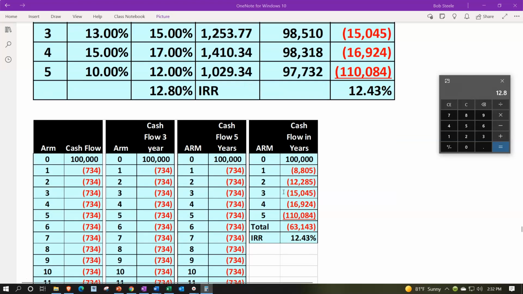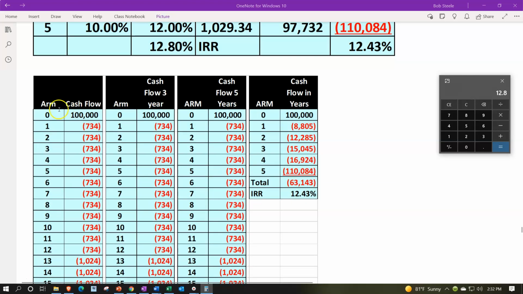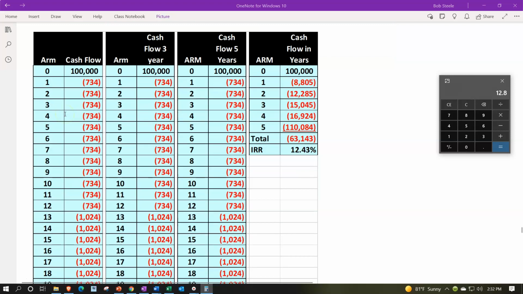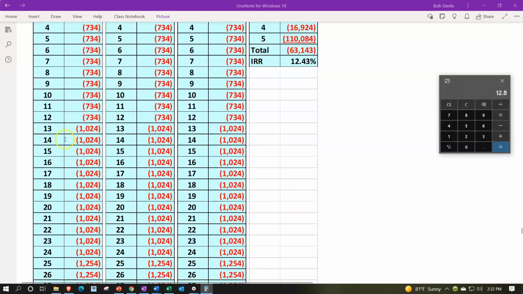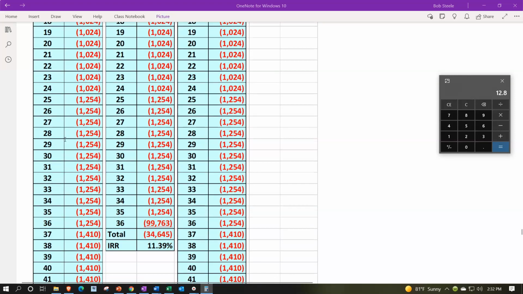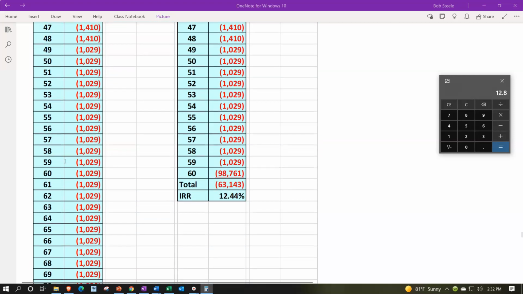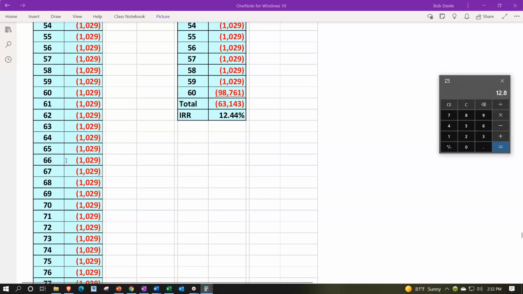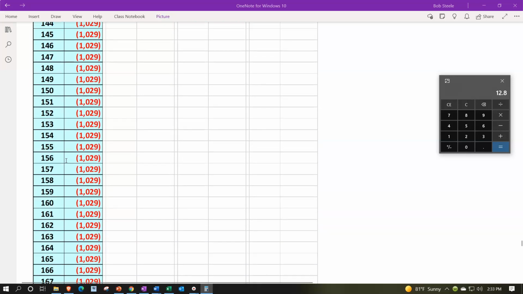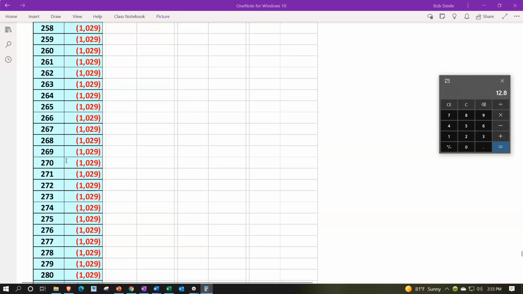Okay. So in any case, if we go down here, we say our ARM, let's figure our ARM for the whole life of the loan, even though we only have 5 years of payment information. It looks something like this. We'd have our payments per month now. The $100,000 is what we received from the loan in order to buy the home. And then our outflows were $734. They went up to $1,024. They went up to $1,410. Then they went to $1,029, and that's what they were for the rest of the loan, because we only have 5 years out worth of data.